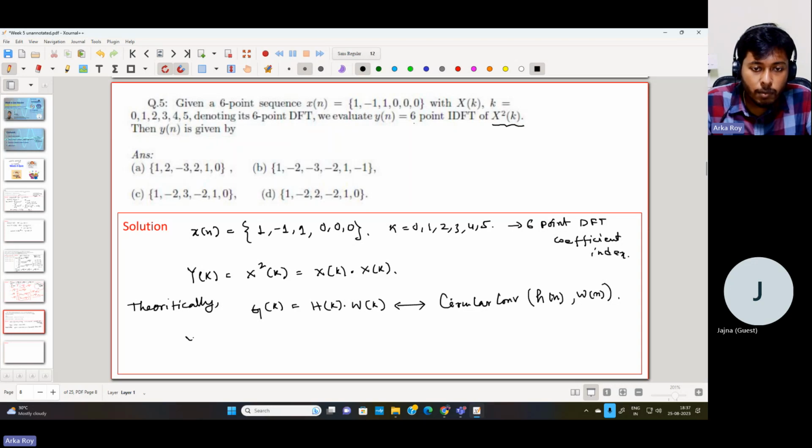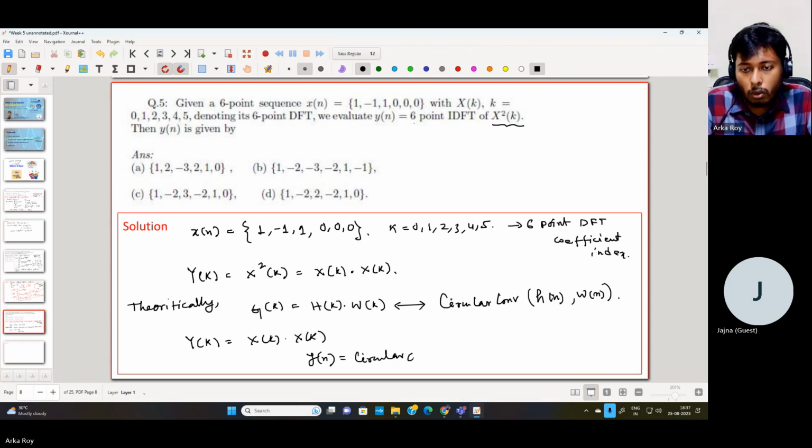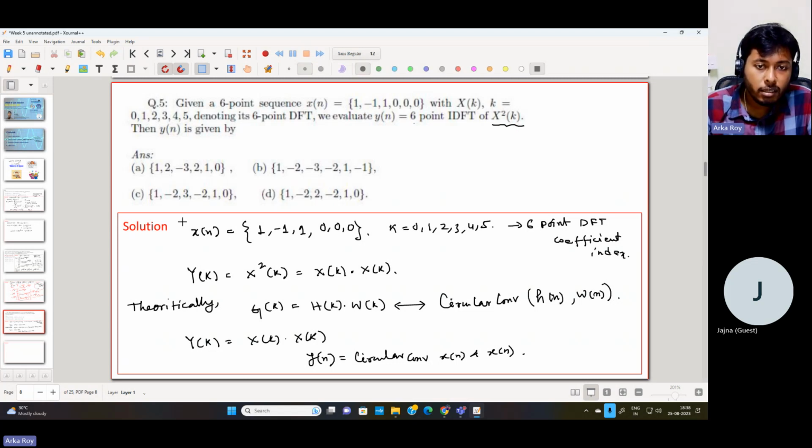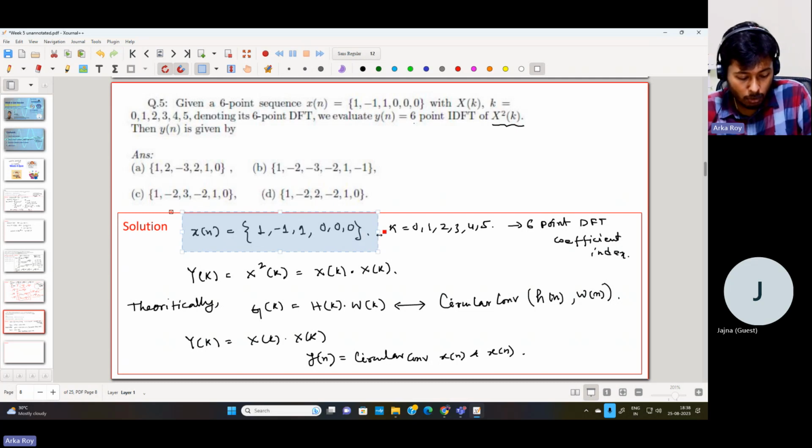So likewise, in this particular question, we can see that y of k is equal to xk dot product with xk. So that means if I take the inverse DFT, y of n, I will get circular convolution between xn and xn. That means we have to take circular convolution between the same signal. So let's start with solving the circular convolution. For that, I need the sequence that I have written over here. So let me just copy the sequence in the next page.